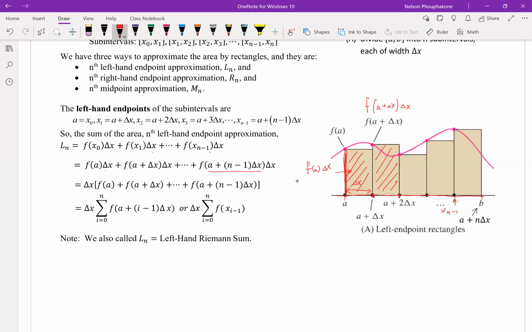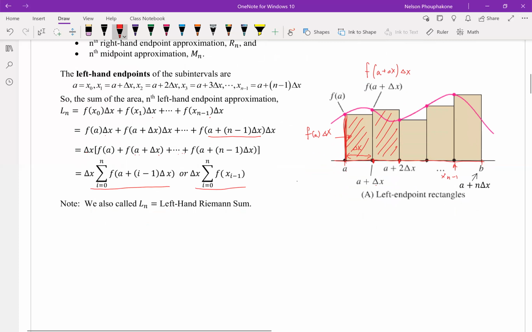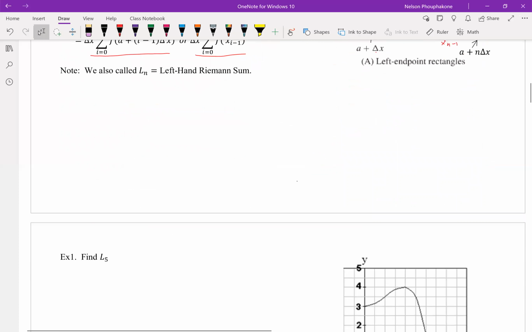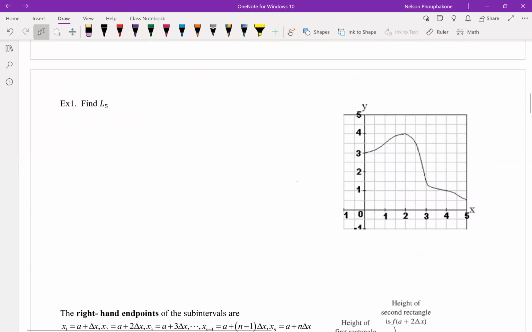Then, of course, remember we learned the summation notation, right? We could rewrite this into the summation notation. Then we call this the left-hand Riemann sum, or the left-hand endpoints approximation. Okay, so let's see how we actually find L sub 5. Again, remember what L sub 5 means? We separate this interval into 5 strips, right?